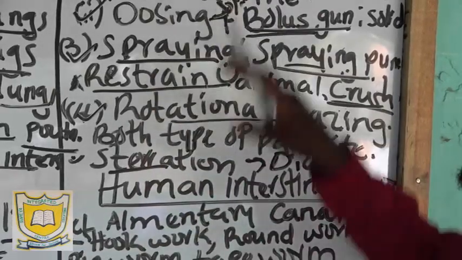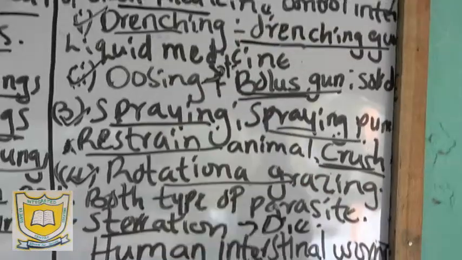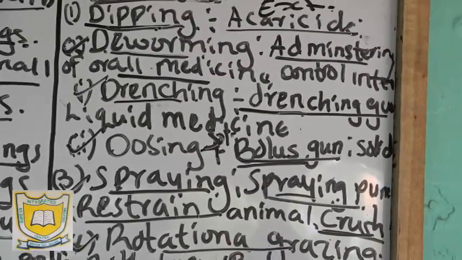So that is all about the control measures. You have to understand: number one, dipping, deworming, spraying, and lastly, rotational grazing.